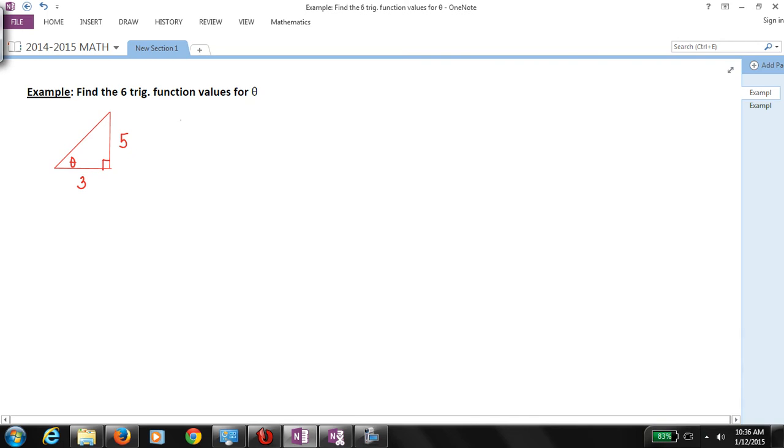All right, so example, find the six trig function values for theta. You're given this picture. First thing you want to do is write SOH CAH TOA because we want the six trig function values. We'll start off with sine of theta. We know that's opposite over hypotenuse. On our picture though, which one's the opposite?